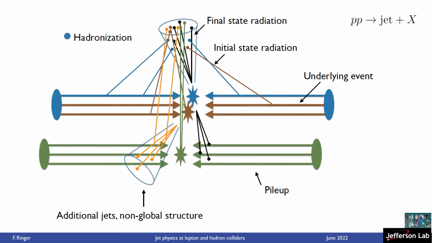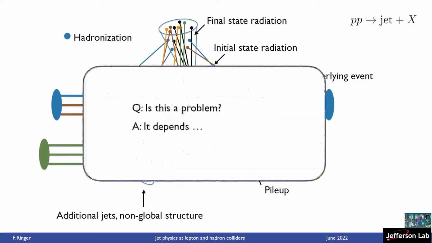So the question, as you just asked, is: is this a problem? Do we have to worry about all these different contributions, or can we just ignore them? Maybe they're sufficiently small and we don't really need to worry. And the answer to that question is, well, it kind of depends. It depends on what question we ask.